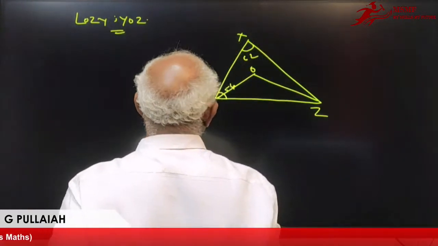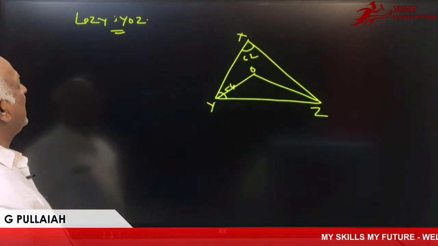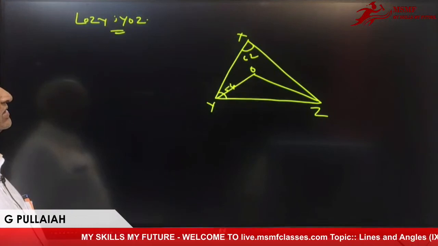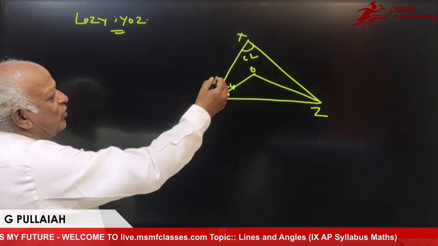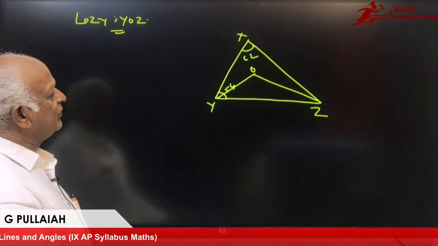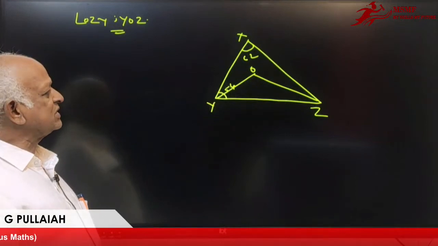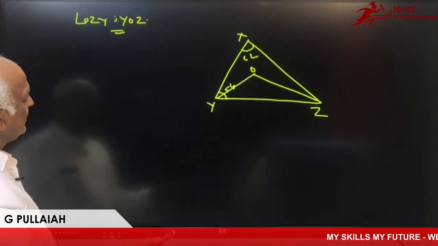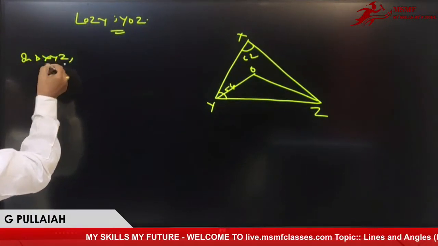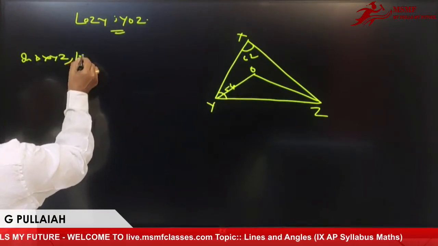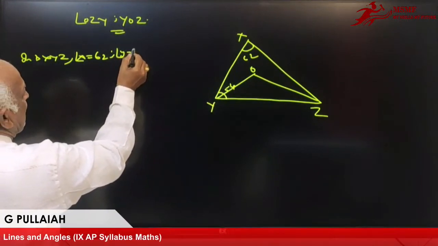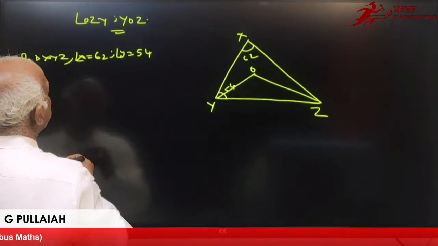Find angle OZY and angle YOZ. Here it is given that YO is the bisector of angle Y, and ZO is the bisector of angle Z. Now in this triangle XYZ, it is given that angle X is equal to 62, angle Y is equal to 54.